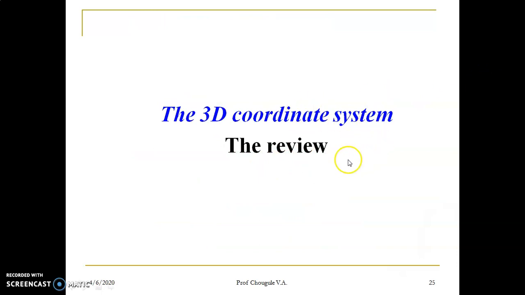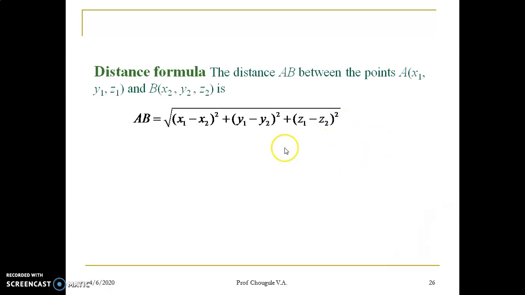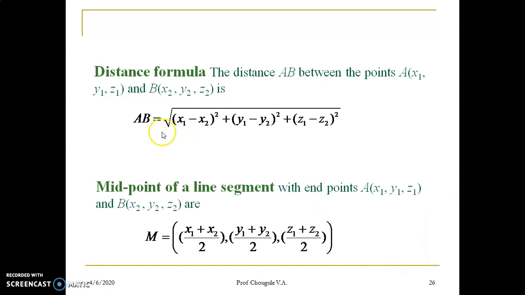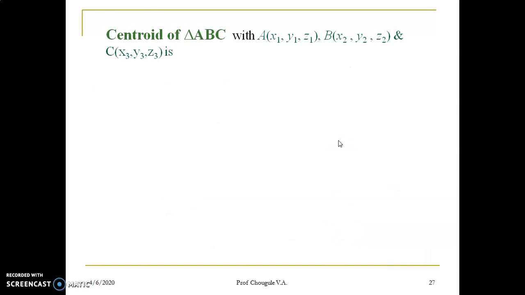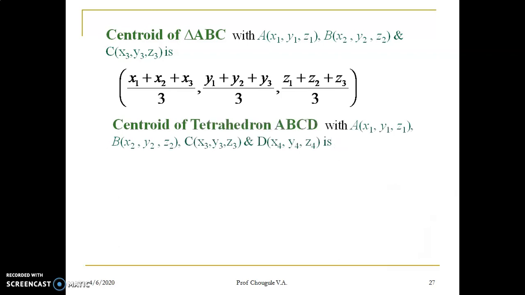The 3D coordinate system, the review. The distance formula between 2 points is given by this. The midpoint formula: here the midpoint of AB is x1 plus x2 divided by 2, y1 plus y2 divided by 2, z1 plus z2 divided by 2. Centroid of the triangle. Centroid of the tetrahedron having 4 points.